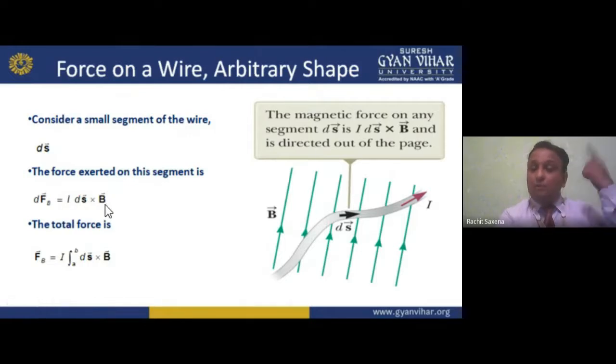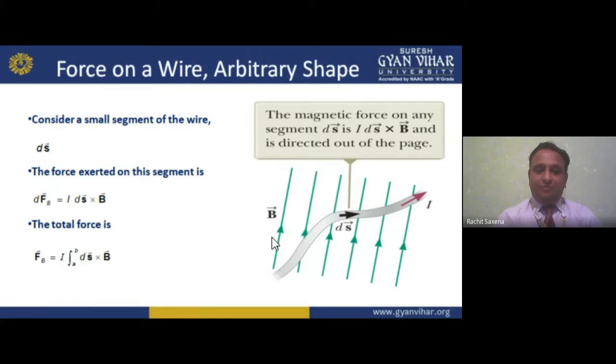IDS into B. So DS is the segment and B is the magnetic field. Now the total force is what? Force FB is equal to I, A to B. We have the range starting from A, ending on B. So the limit is between A and B.